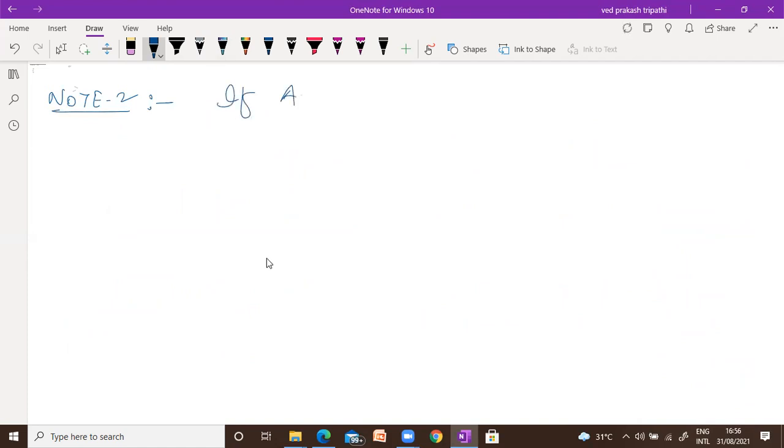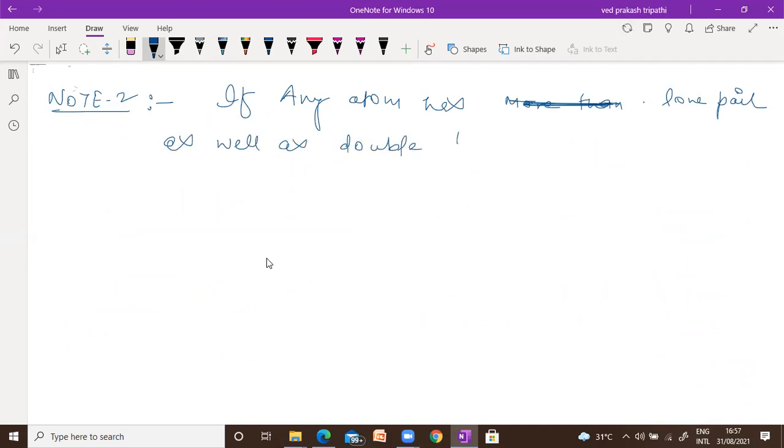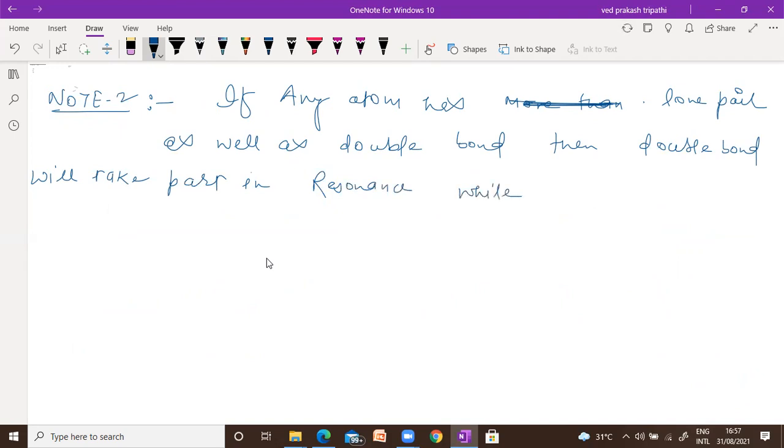If any atom has lone pair as well as double bond, then the double bond will take part in resonance, while the lone pair is treated as non-conjugated.